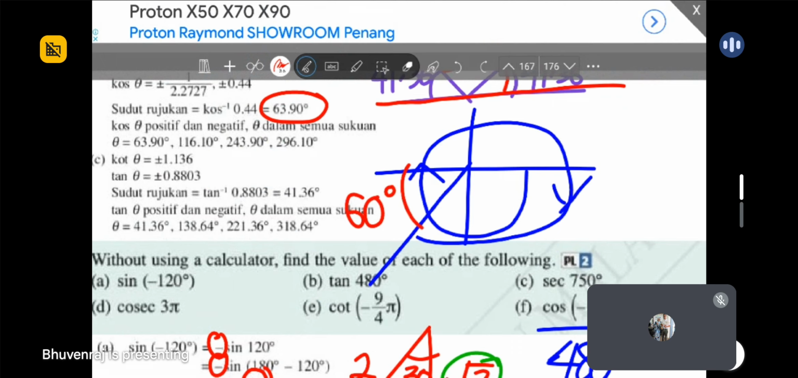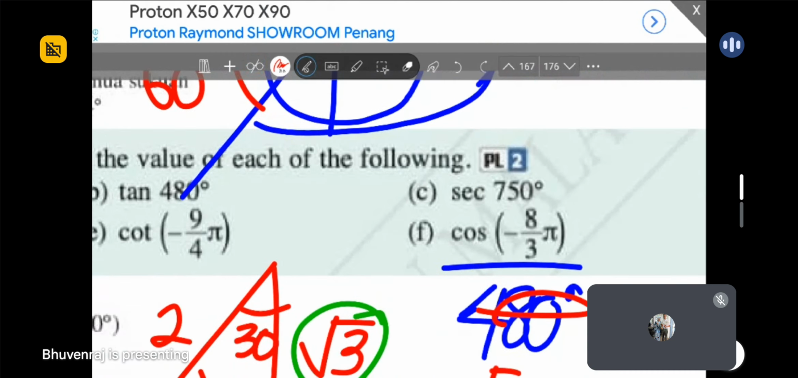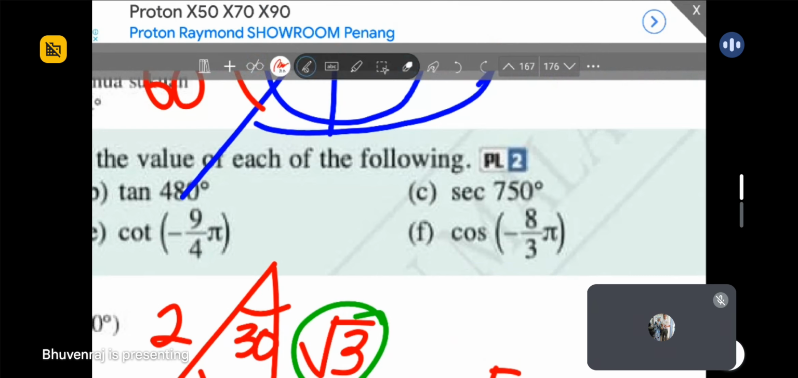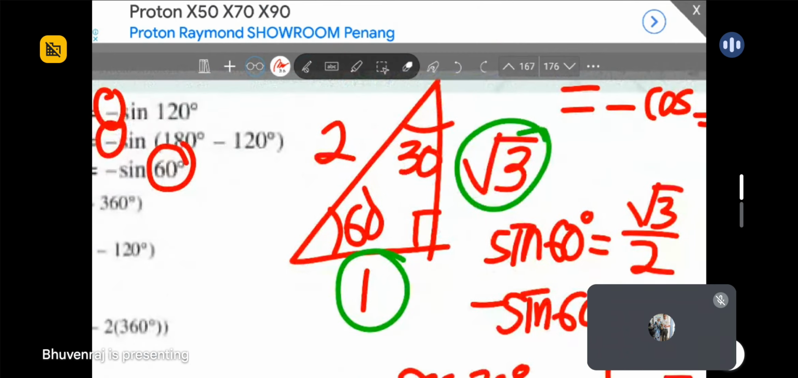Okay, so guys, same concept. Cos, kuadran ketiga, sukuan ketiga. So cos is negative. So guys, you must add the negative sign. Tambah simbol negative. So it's equal to negative cos 60. Always the reference angle over here. Selalunya sudut rujukan.